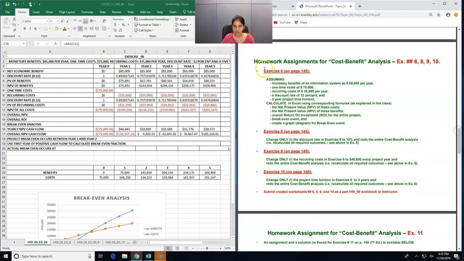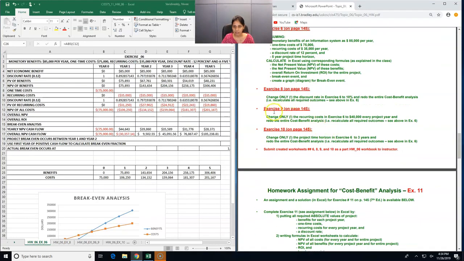Initially we execute this for exercise 6 with the values given, like 85,000 and 75,000. Then for exercise 8 we should change the discount rate from exercise 6. Here you can find that the discount rate is 12%. We should change this to 10% and then redo the entire cost benefit analysis. For exercise 9 we should change the recurring cost from $35,000 to $40,000, and again redo the entire cost benefit analysis.